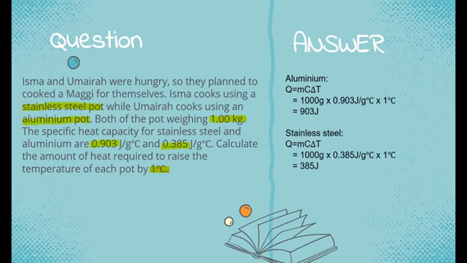For stainless steel, we use the same formula, but different specific heat capacity, that is 0.385. We calculate and we get 385 joule.